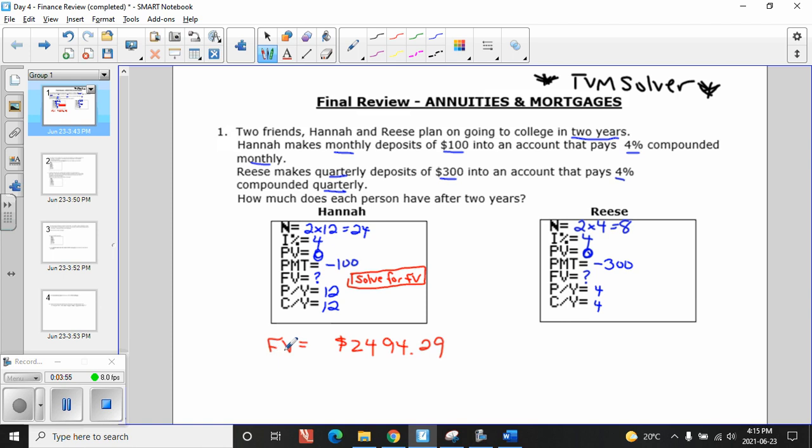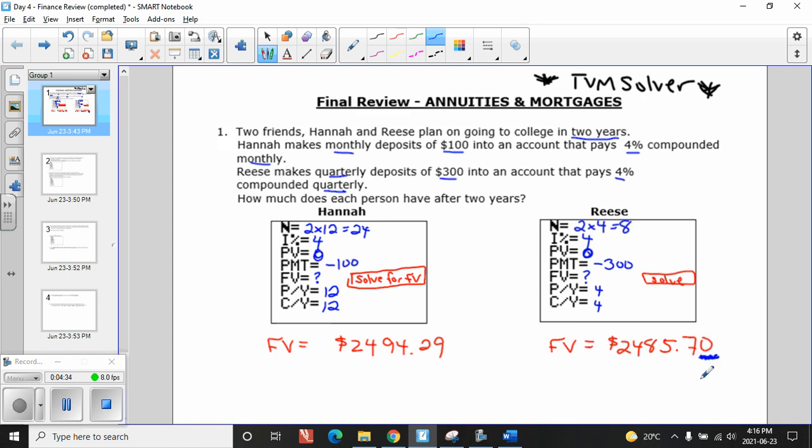Okay, so $100 a month is what she was depositing, and by the end of these 2 years, she's up to almost $2,500. Over in Reese's scenario, we type in all those pieces of information. He's got a question mark beside future value, so that's going to be the solve for future value button that you click as well. And his future value result is $2,485.70.